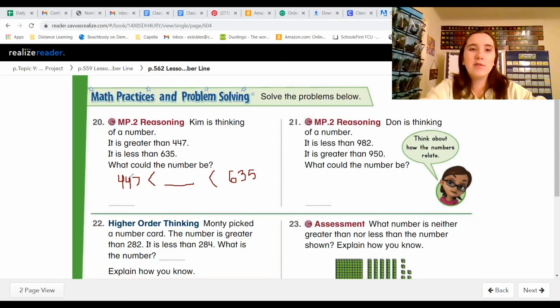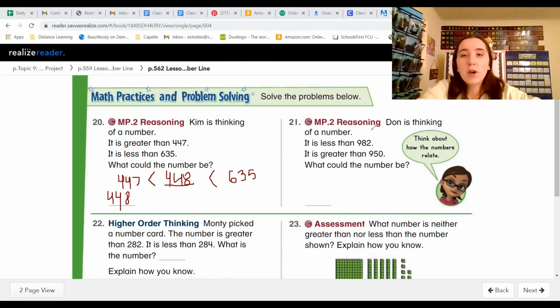I'm going to think, what is 447 plus 1? Well, 7 plus 1 is 8. So 447 plus 1 would be 448. That's the number I'll pick for this one. And we know that that is definitely smaller than 635. So it makes our comparison true. That's a number that would work in this spot. You're going to do the same thing for number 21.